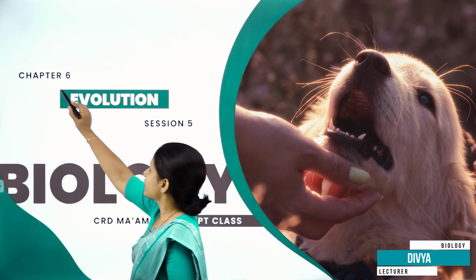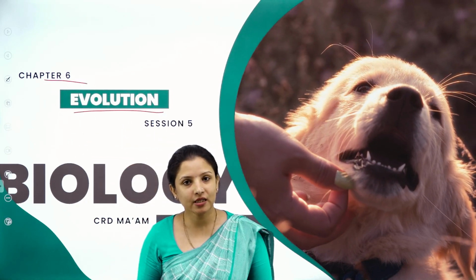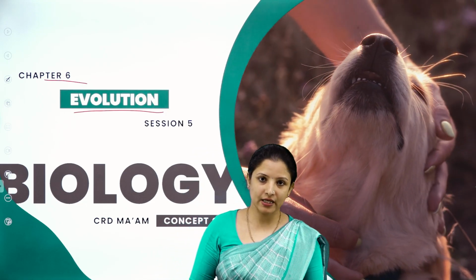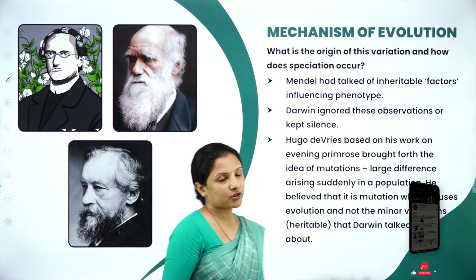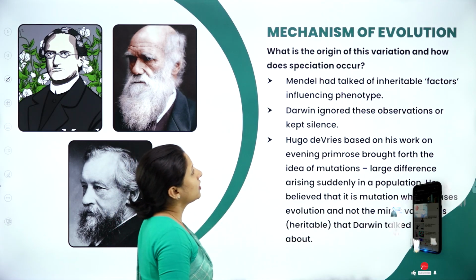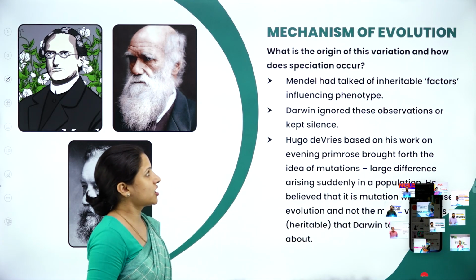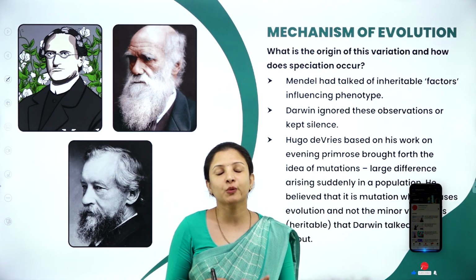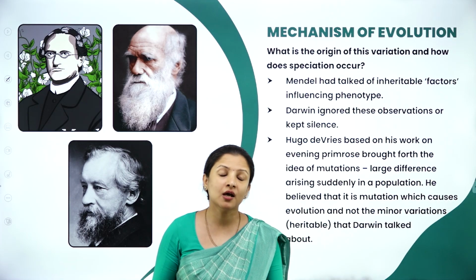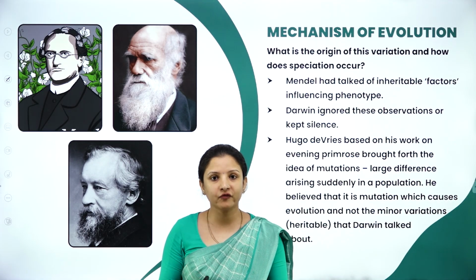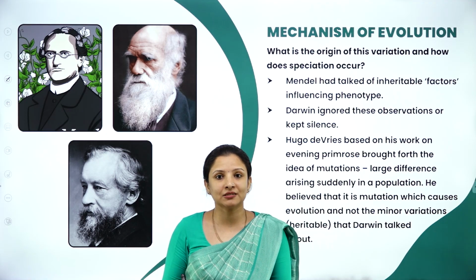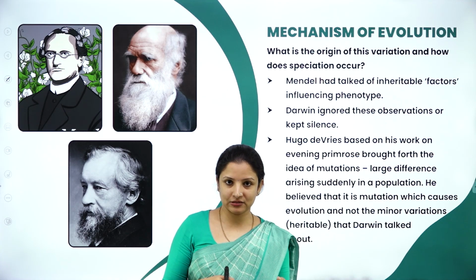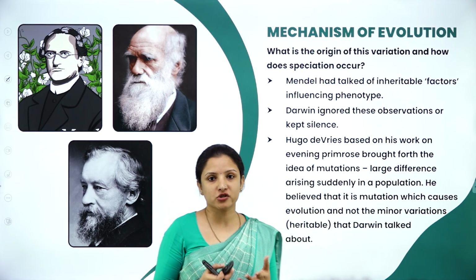So in this session of chapter 6, that is evolution, we shall learn about the mechanism of evolution and about Hardy-Weinberg's principle for evolution. So to begin with, let's learn about the mechanism of evolution, wherein we'll learn about what is the origin of variation and how speciation occurs. So for evolution to happen, there has to be variations between the organisms, and those variations will often lead to the formation of new species which have some or the other variation when compared to the ancestors, leading to speciation or the formation of new species.